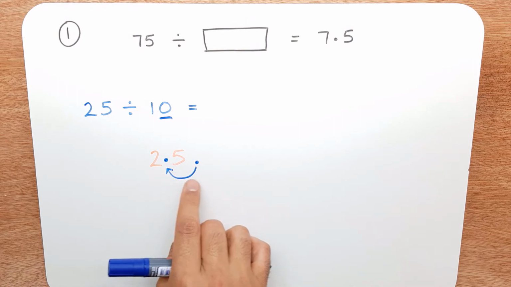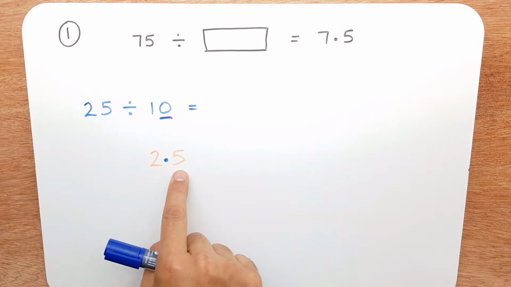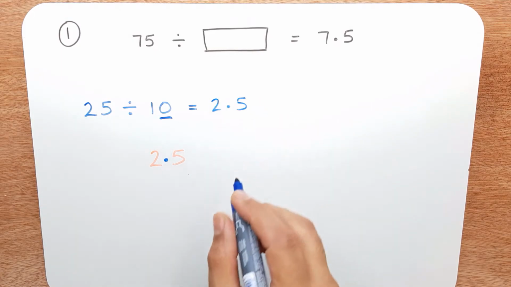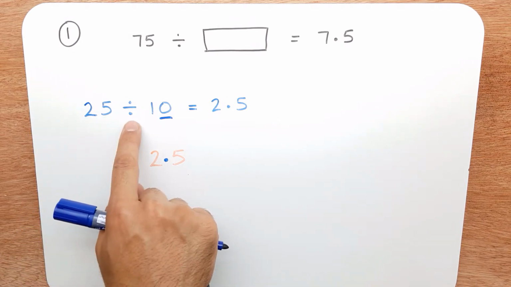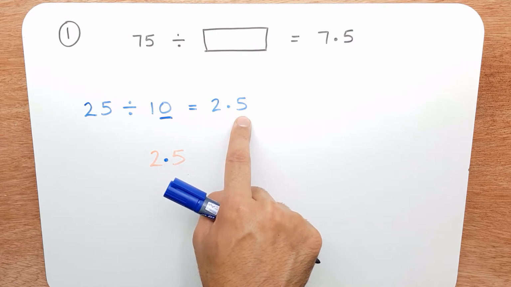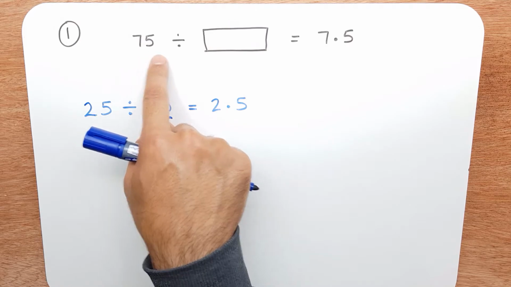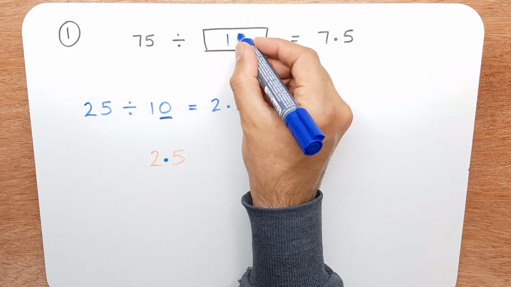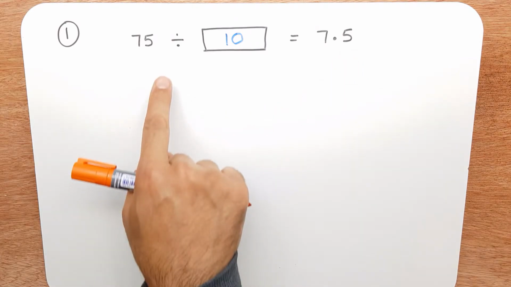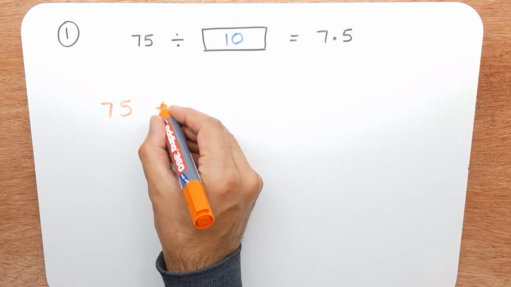Now I can remove all this. So my answer is 2.5. So I'm going to write that here, 2.5. So we did 25 divided by 10 to get 2.5. And we have to do the same thing with 75. We have to divide it by 10 to get 7.5.